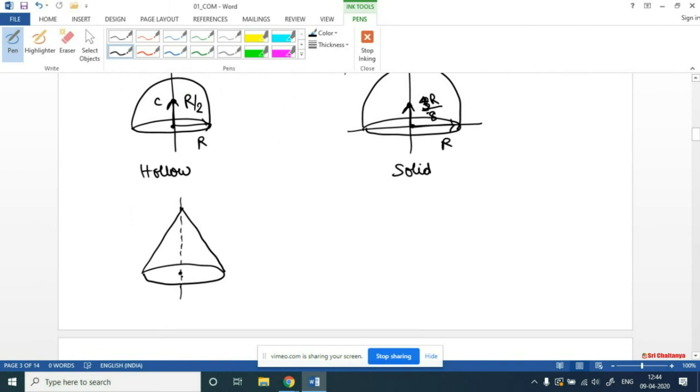This would be the line of symmetry, and all we are interested in, in case of cone, for example, if the height of this cone is h, the center of mass will be located somewhere on the line of symmetry, and this distance is going to be h by 3 from the base, and obviously from the apex it will become 2h by 3. And similarly this is for hollow cone, and similarly for a solid cone.